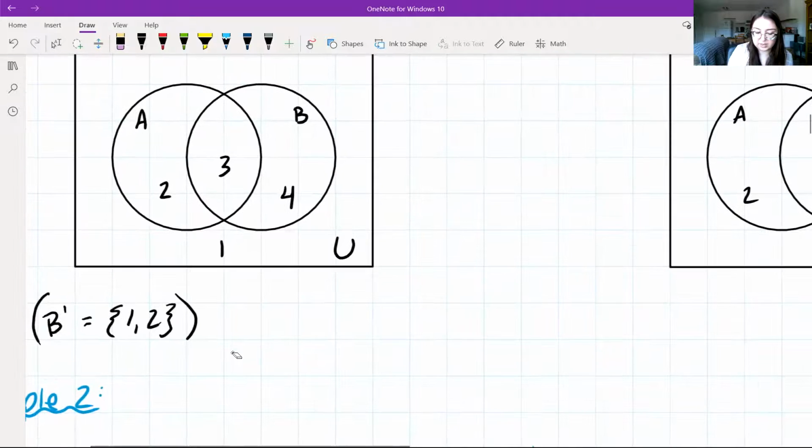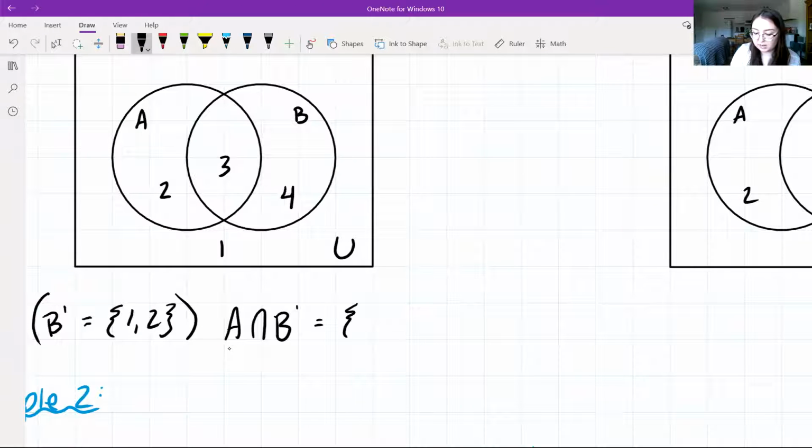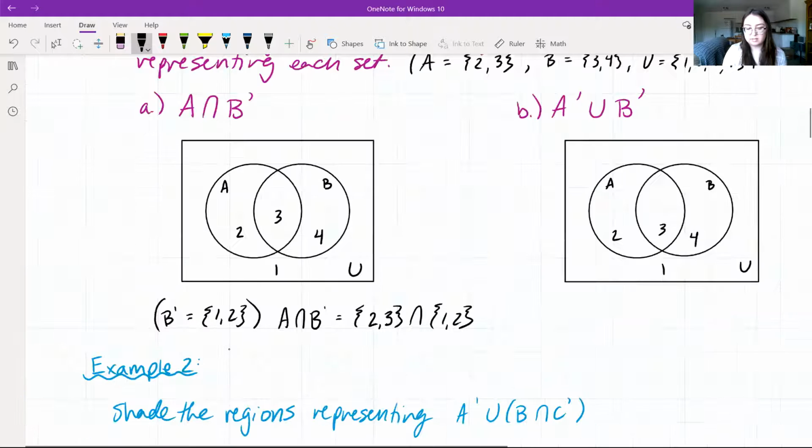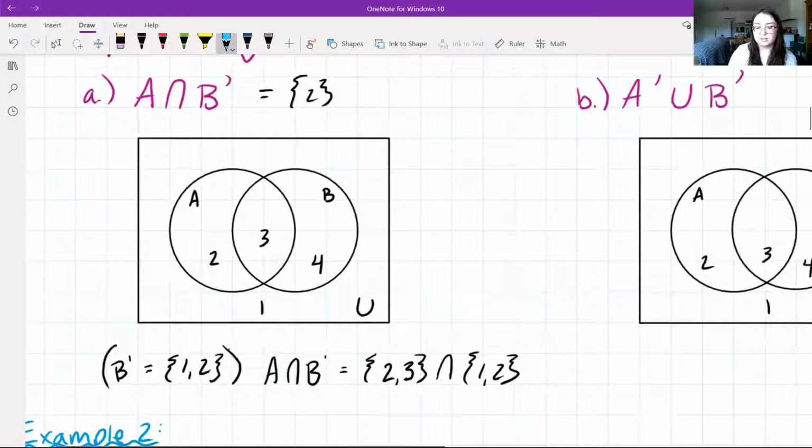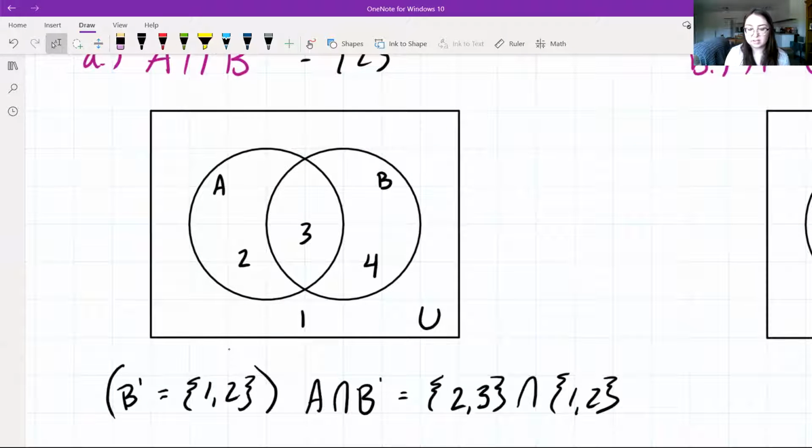So this is also like saying, if we're saying A intersect B prime, that's like saying {2, 3} intersect {1, 2}. So they both share the value of 2. So we know that this is going to equal just the set of 2. So we need to shade the region. So we see that 2 is going to be this area of A, but not 3, so just this area. So we just shade in this area.